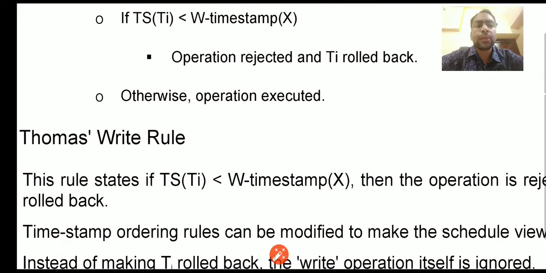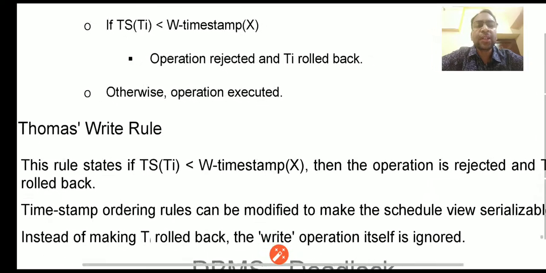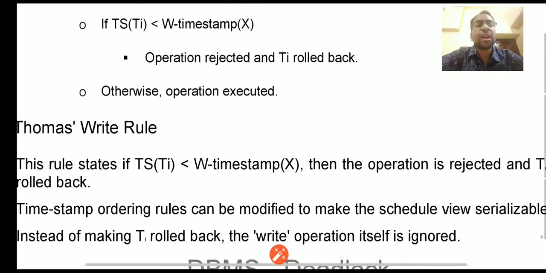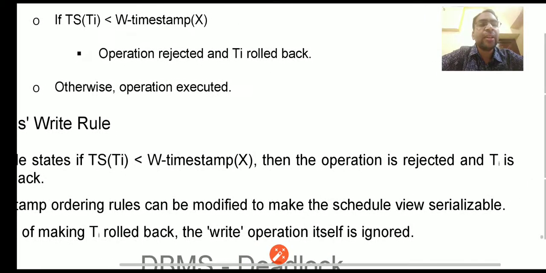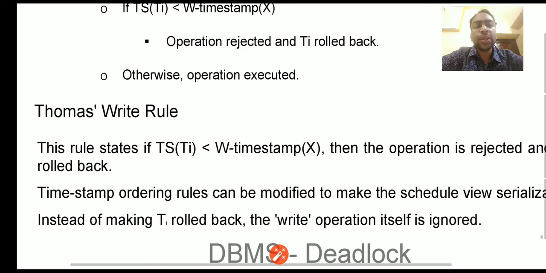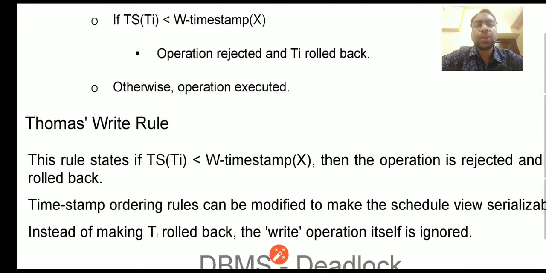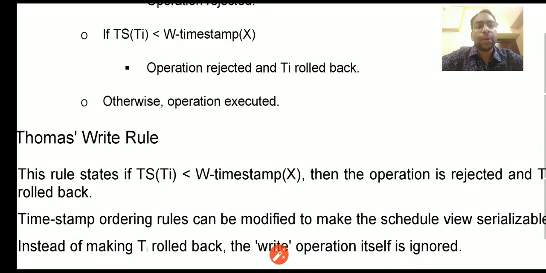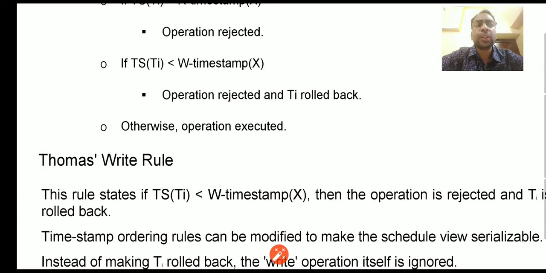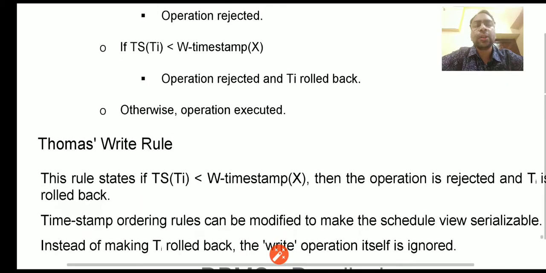So we have just seen the Thomas Write Rule. Let's see it once again. The rule states that if the timestamp of a transaction is less than the timestamp of the writing, then the operation is rejected and the transaction is rolled back. So this is the timestamp ordering. So these are the two protocols that are used for concurrency control.